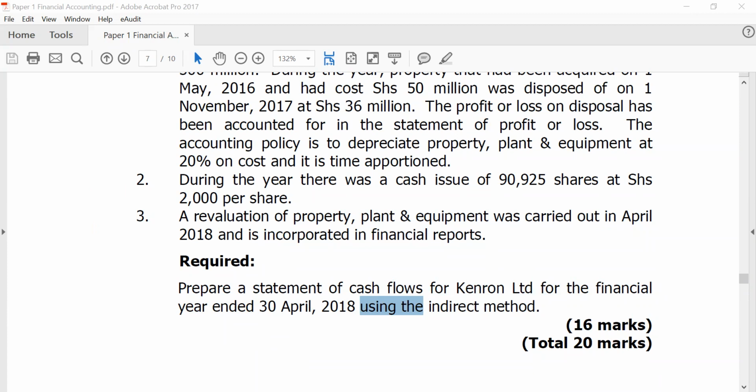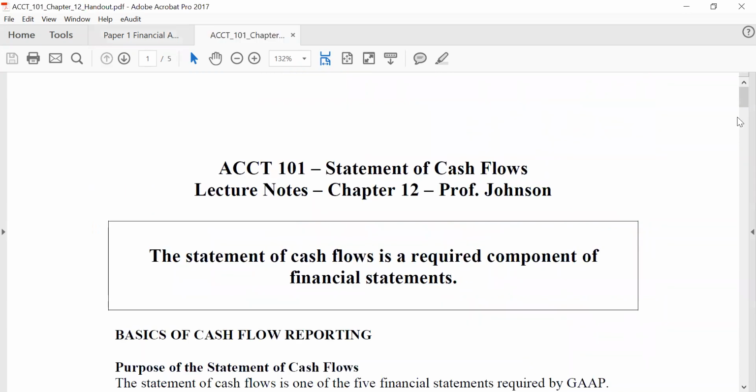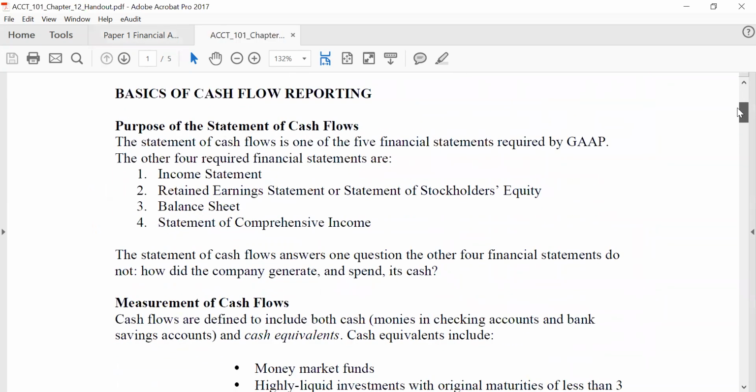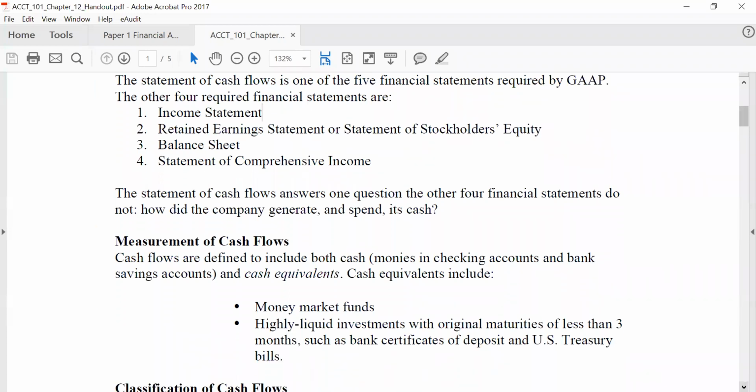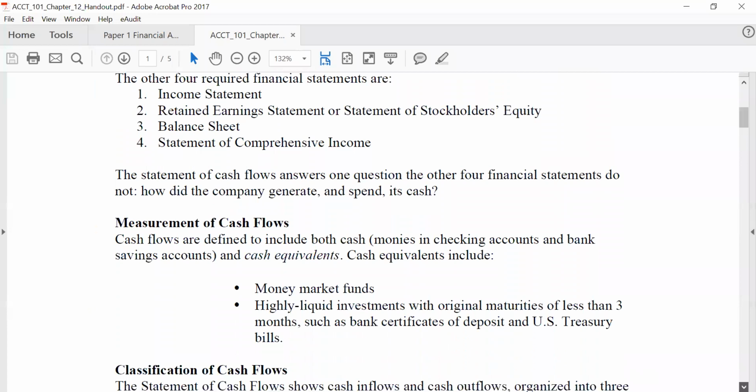Cash flows are one of those key financial statements that we have, just like the statement of financial position, the income statement, and the statement of changes in equity. We also have the cash flow statement, and cash flow, from the words cash and flow, helps us understand how cash and cash equivalents flow within the organization.